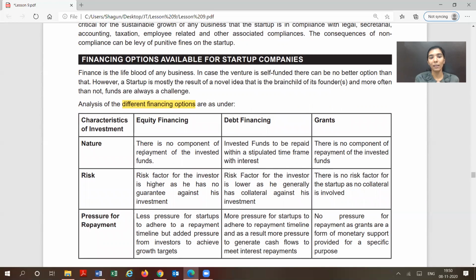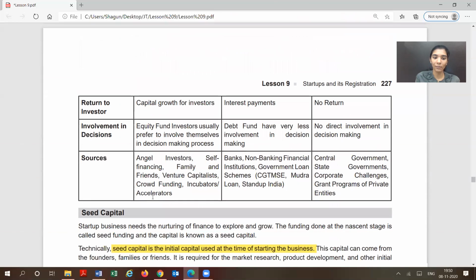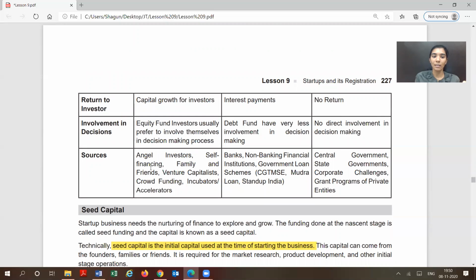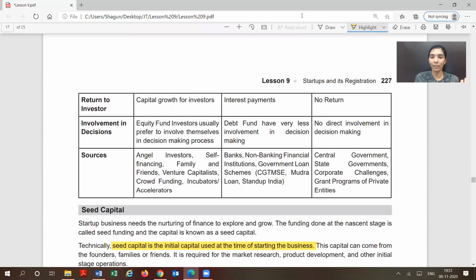Now, what are the different financing options available for a startup company? So यहाँ या तो एक स्टार्टअप के अंदर इक्विटी शेयर कैपिटल में लोग इन्वेस्ट कर सकते हैं, या डेट डिबेंचर्स में कर सकते हैं, या थर्ड ऑप्शन है ग्रांट्स. तो इक्विटी में कौन इन्वेस्ट करेगा? एंजल इन्वेस्टर्स, सेल्फ फाइनेंसिंग, फैमिली एंड फ्रेंड्स, वेंचर कैपिटलिस्ट, क्राउड फंडिंग, इंक्यूबेटर्स, एक्सेलरेटर्स. डेट के फॉर्म में कौन इन्वेस्ट करेगा इन स्टार्टअप्स? बैंक्स, NBFC, गवर्नमेंट लोन स्कीम्स एटसेट्रा. एंड ग्रांट्स, डोनेशंस कौन देता है स्टार्टअप को? सेंट्रल गवर्नमेंट, स्टेट गवर्नमेंट, कॉर्पोरेट चैलेंजेस, ग्रांट प्रोग्राम ऑफ प्राइवेट एंटिटी.